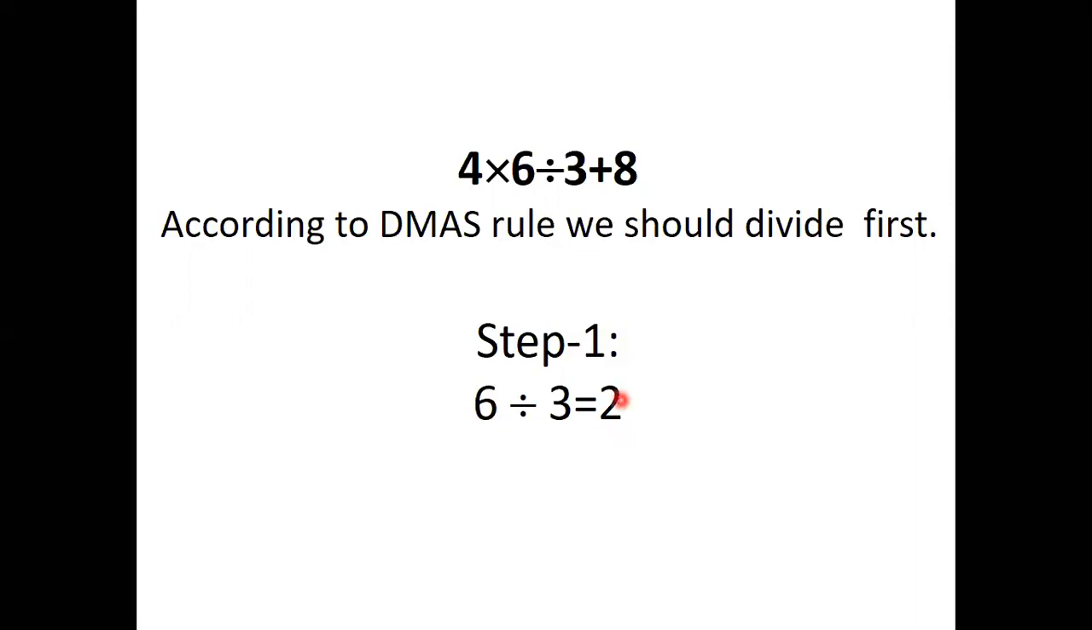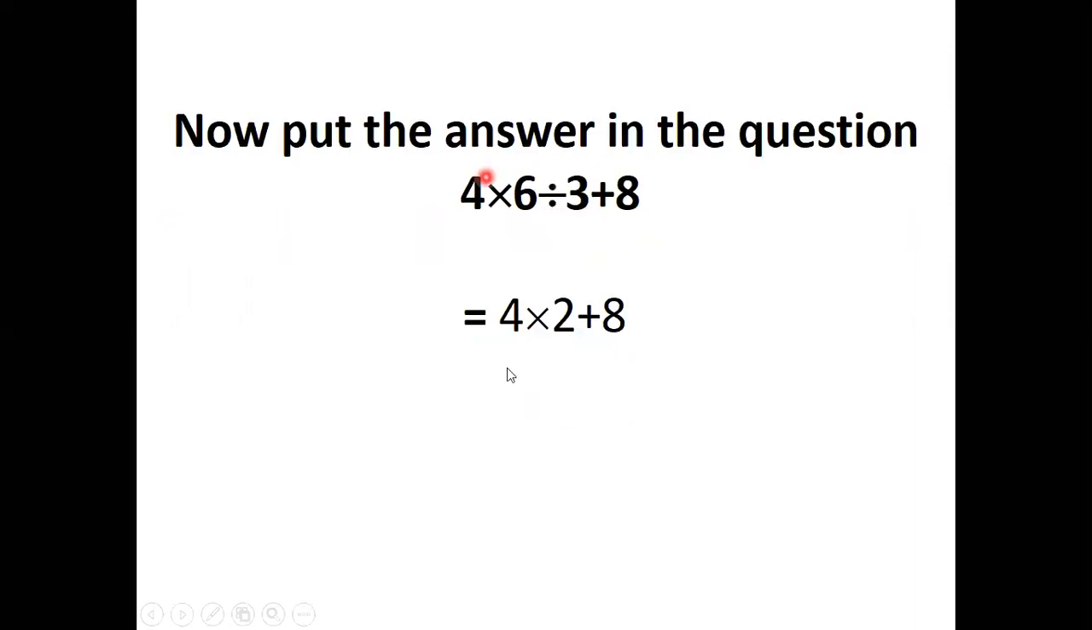When I finally got my answer, what I have to do is put my answer in the place of my values. The question will be replaced by the answer. Now I'm not going to write 6 divided by 3 again. I'm going to put my answer, that is 2, over here like this. The answer of 6 divided 3 was 2, so now I'm going to put 2 over here. I'm not going to write this question again. Okay, so the next step is 4 multiply 2 plus 8.